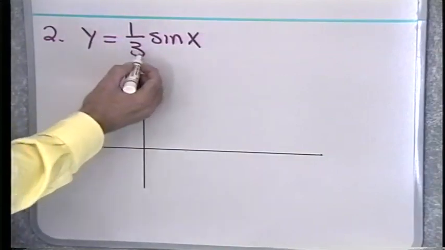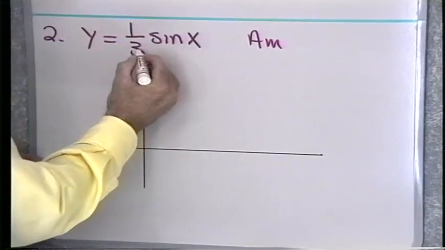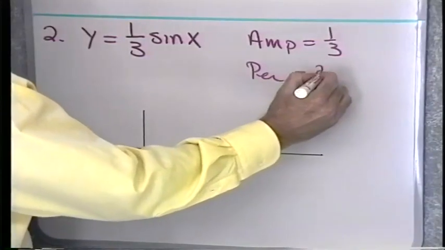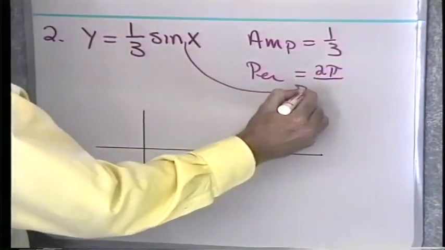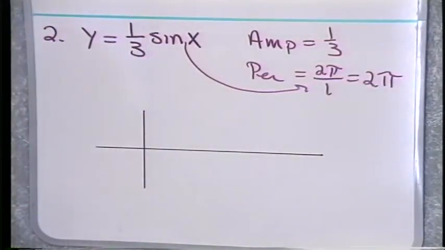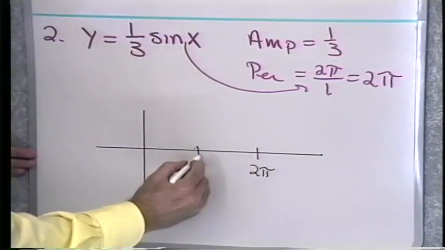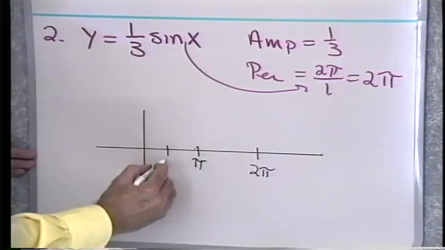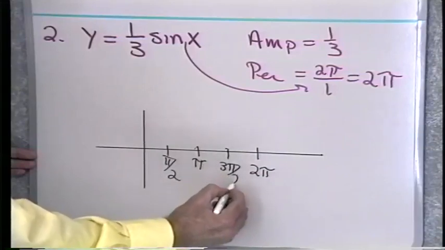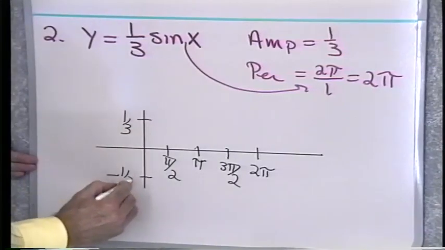This time we have y equals 1/3 sine x. So that leading coefficient, the coefficient in front of sine x, is 1/3. So that means my amplitude will be equal to 1/3. And my period will be equal to 2 pi divided by this coefficient, which is 1. So I just end up with the normal period of 2 pi units on the x-axis. So let's label this point 2 pi. Halfway between those two will be pi. Halfway between those two will be pi over 2, and between here and here, this should be 3 pi over 2. The curve will go up to 1/3 and down to -1/3.